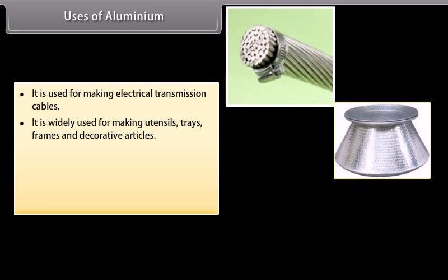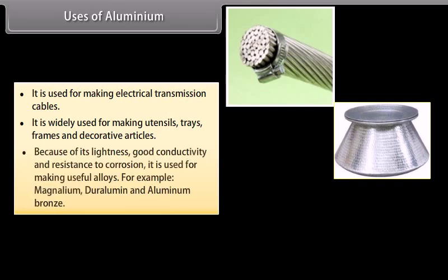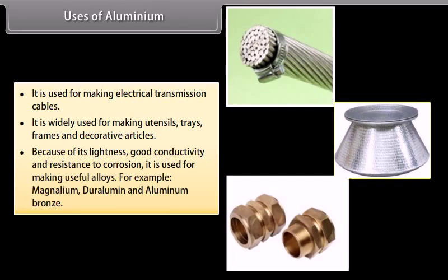It is widely used for making utensils, trays, frames, and decorative articles. Because of its lightness, good conductivity, and resistance to corrosion, it is used for making useful alloys. For example, magnalium, duralumin, and aluminium bronze.